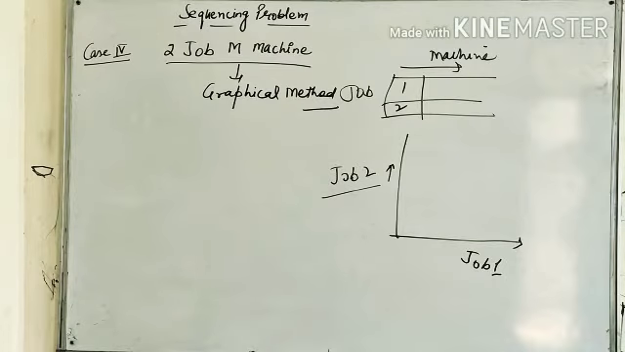A horizontal line in the graph will represent the work on job 1 only while job 2 remains idle, and the other vertical line will represent the work on job 2 only while job 1 remains idle. A line making an angle of 45 degrees to the horizontal will represent the work on the 2 jobs simultaneously. A job will be processed on a machine only if the machine is idle. So for a better understanding of this particular case, we will take one problem.